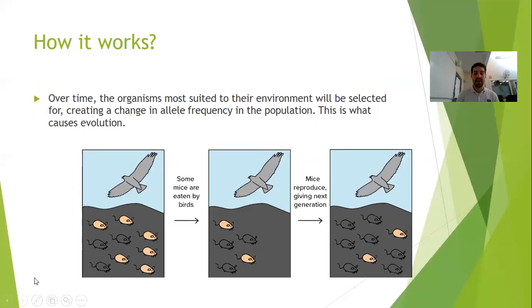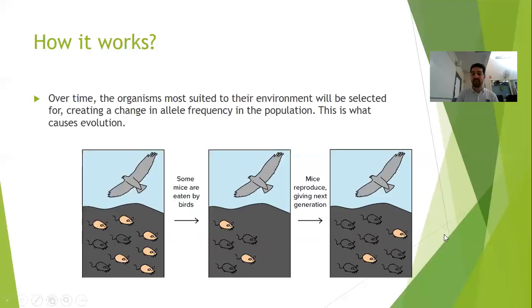So if we think about this population of mice here, we'd say that there's probably a greater frequency of brown alleles compared to black. But because black had the greatest fitness over time, we can see that the black allele frequency is much higher than the brown allele frequency. And that's what evolution is. It's just the change of frequencies over time.